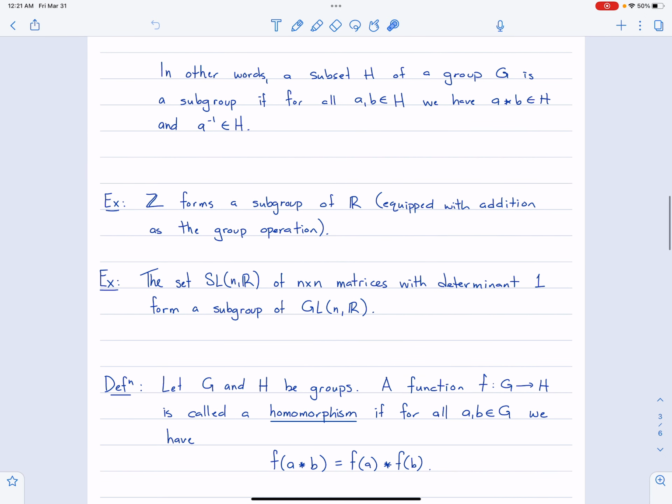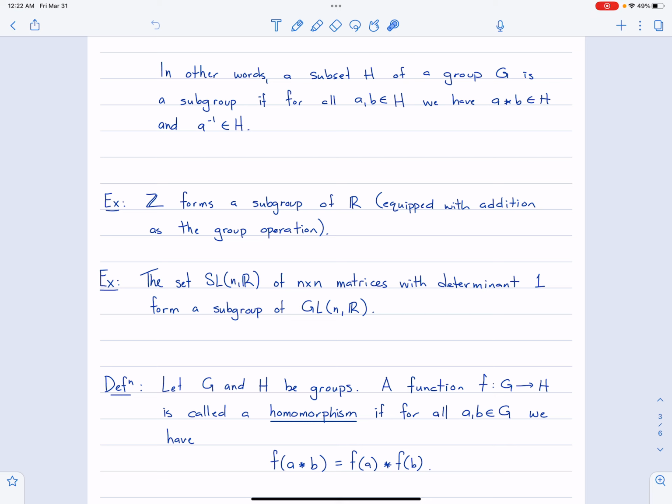Okay, so the next thing to talk about are group homomorphisms. Suppose I have two groups, G and H, and suppose I have a function f from G to H. Well, we call the function f a homomorphism, and this is not to be confused with homeomorphism. Remember, a homeomorphism is a continuous bijection between topological spaces which has a continuous inverse.